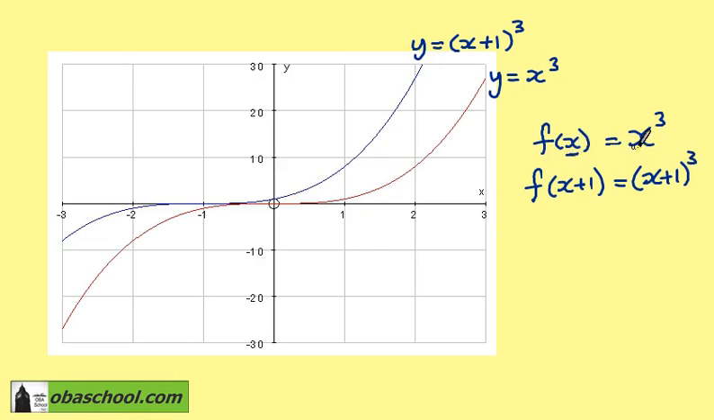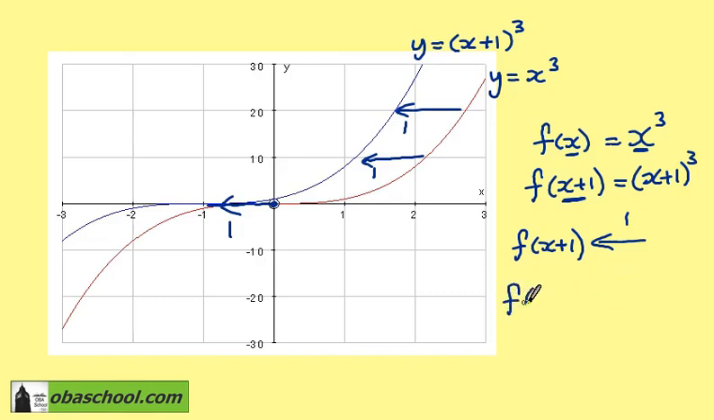Notice here x cubed, and here x plus 1 cubed. If we look at the graph, we can see the blue one appears to be a shift of the red one 1 unit to the left. We can see this by looking at various points. So f of x plus 1 is a shift of 1 unit to the left.